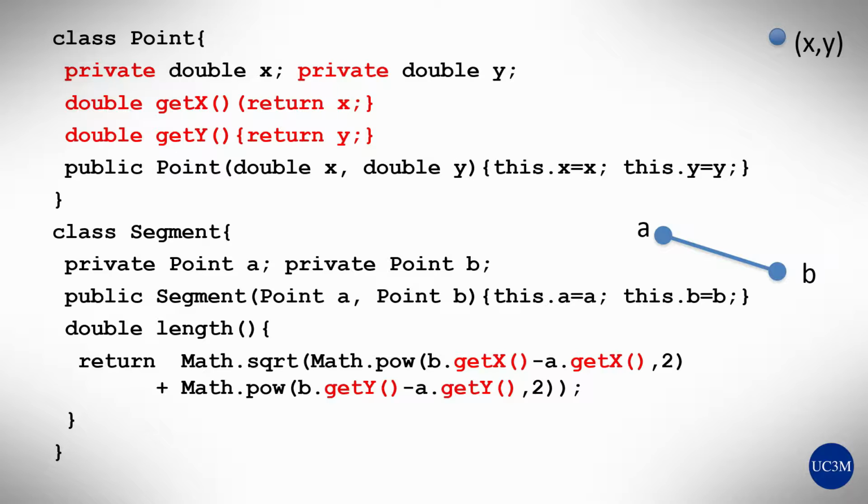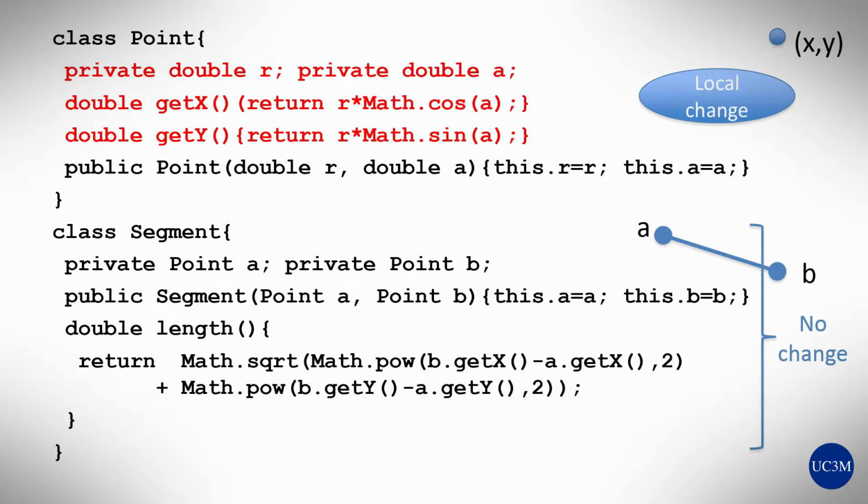At first sight, it seems that we have not done much. But if we decide to keep the point representation in polar form with a modulus and an angle, there's no problem in doing that. We use attribute r for the modulus and attribute a for the angle. And how about getX and getY? They are needed in class segment. No problem, we redefine their bodies in class point. GetX just computes r times cosine of a, and getY r times sine of a.